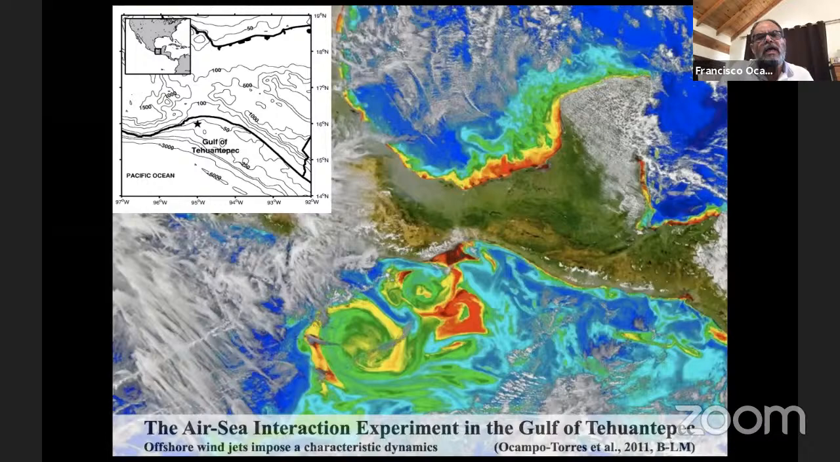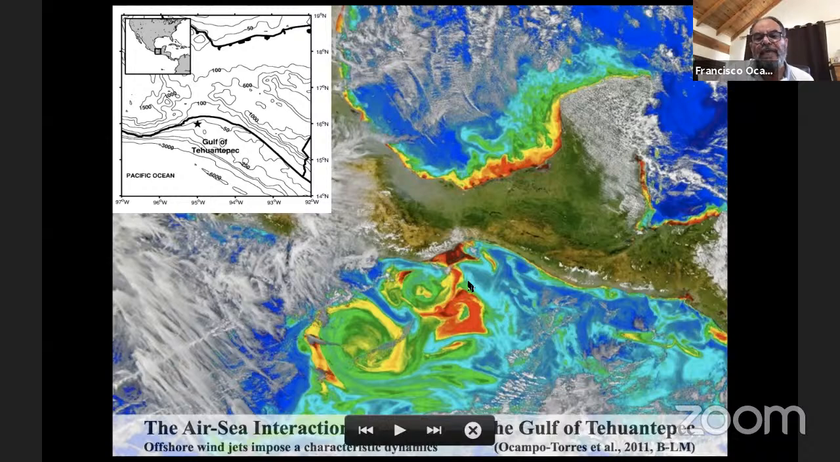In another specific area, I'd like to tell you about an experiment that we did in the Gulf of Tehuantepec. In this area, there is an offshore wind that imposes very characteristic dynamics in the ocean. Not only do we observe eddies around, like we can see here in a picture giving an idea of the productivity in the ocean, but also the wind during certain events is very strong, coming from the north. This wind, which is called a Tehuano event or Tehuano wind, generates waves locally.